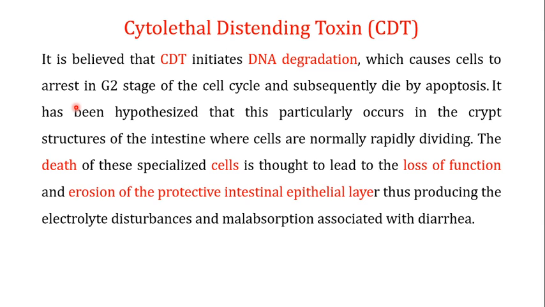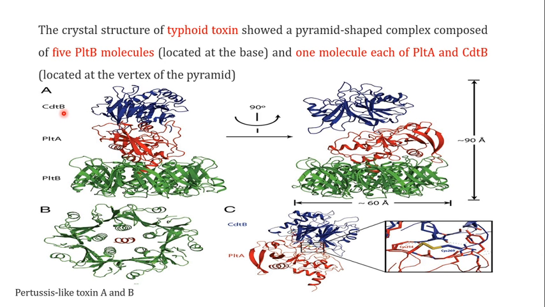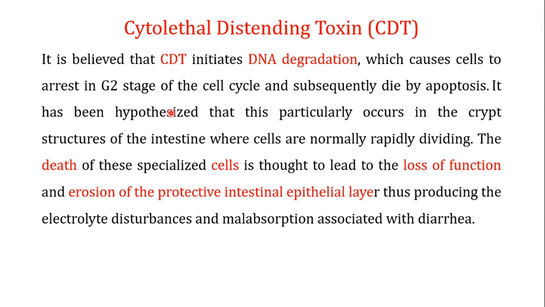Now what this CDTB does is that it is believed to initiate DNA degradation, which causes the cell to arrest in the G2 stage of the cell cycle and subsequently die by apoptosis. During the cell cycle, when there is damage to the DNA, the p53 protein stops the cell cycle. First it attempts to repair the DNA by the DNA repair system, but if the DNA damage is so severe that it is not repairable, then p53 signals the process of apoptosis to remove that cell from the body.